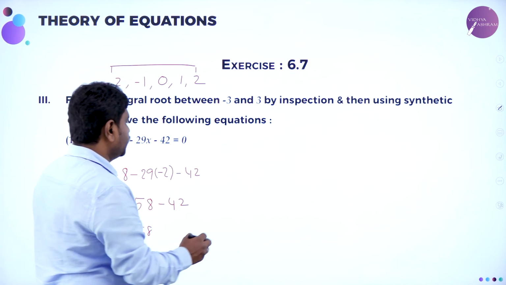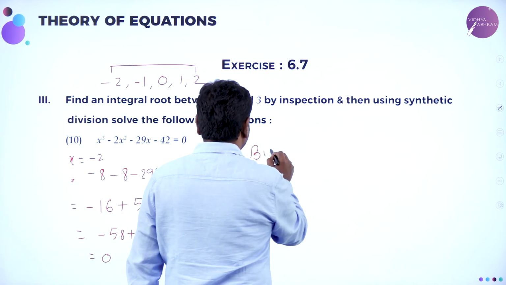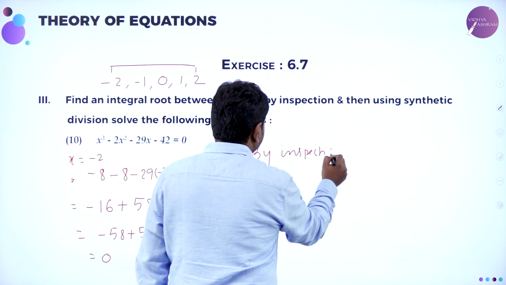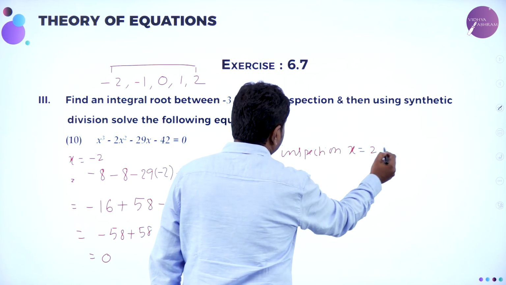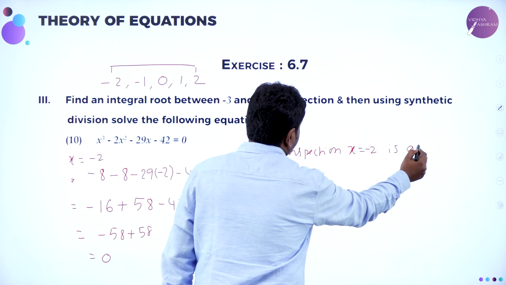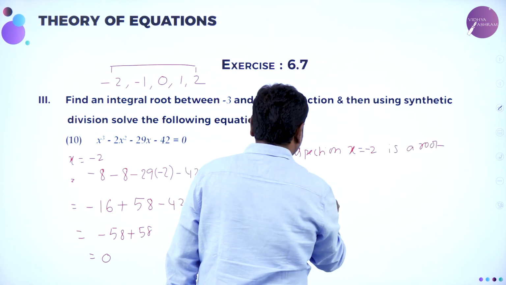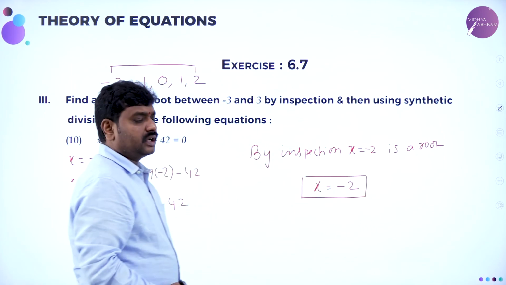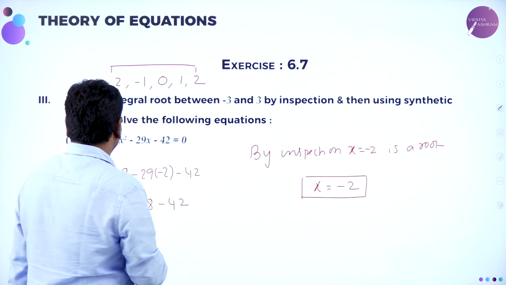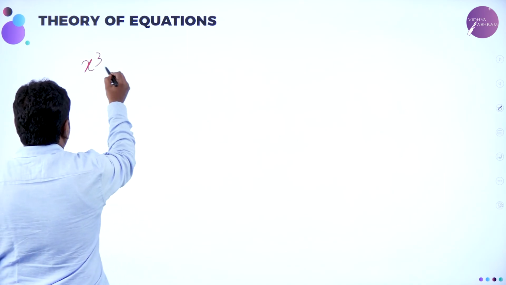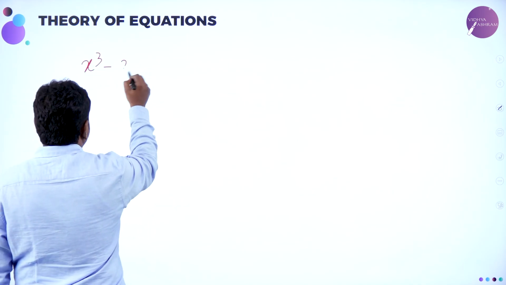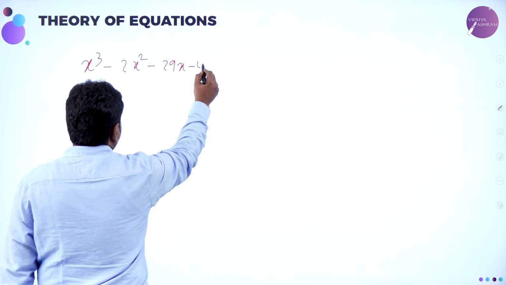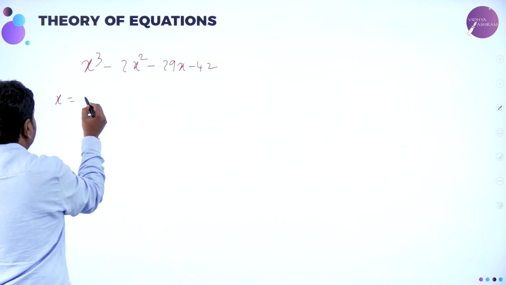So by inspection, we got one of the roots. What is meant by inspection? Selecting a number and substituting. By inspection, x is equal to minus 2 is a root. You got a multiplier. What is the multiplier you got? X is equal to minus 2. This is one of the roots also. And now go for synthetic division. So they gave x cube minus 2x square minus 29x minus 42. And one of the roots you got is minus 2.